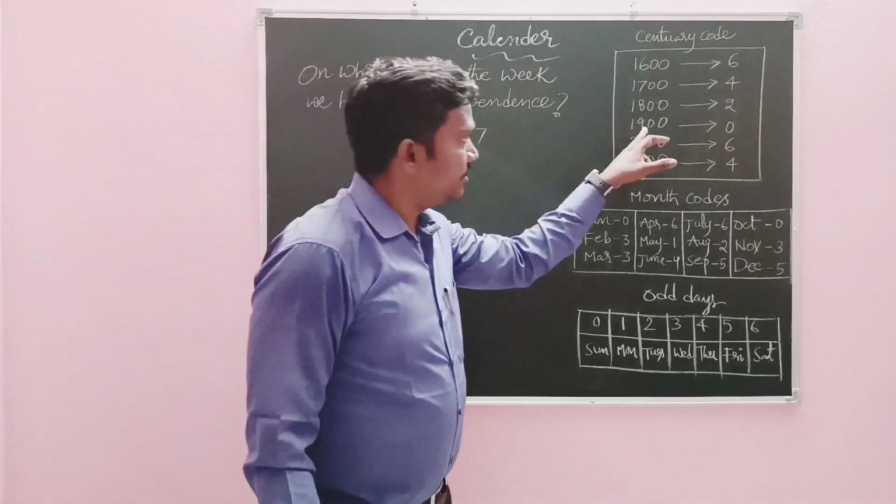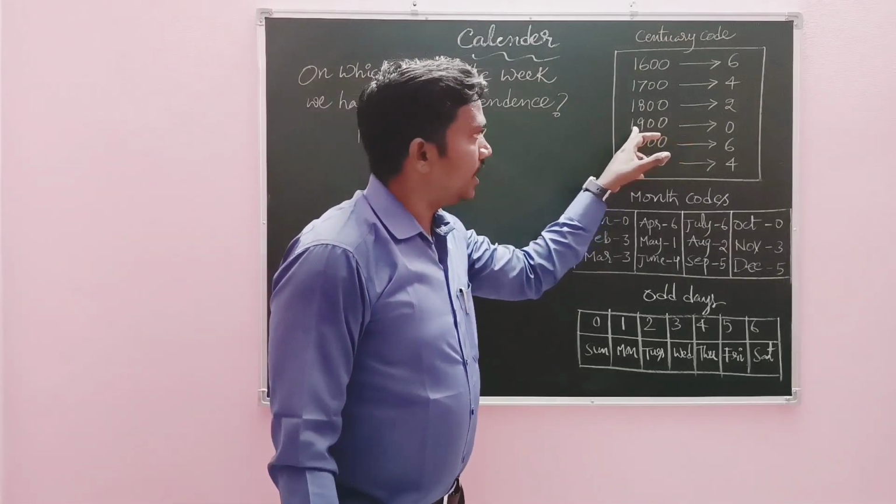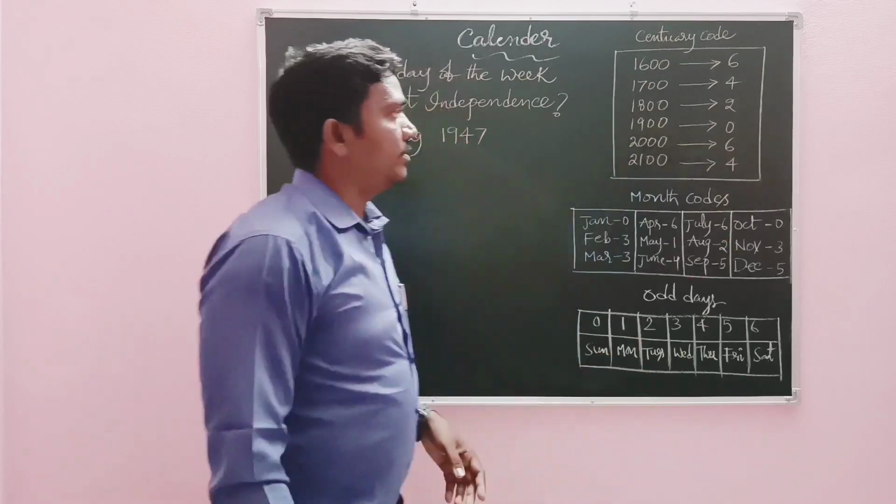Here 19th century means 1900 to 1999, up to 99.